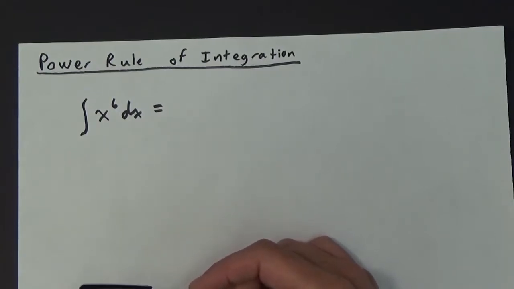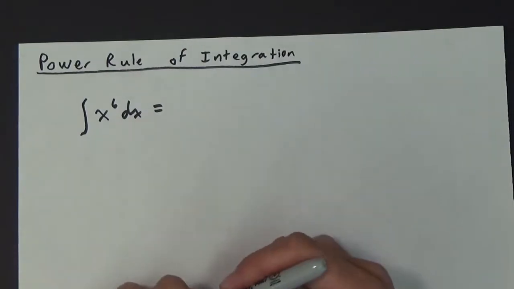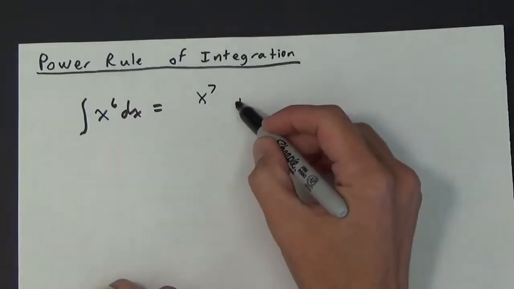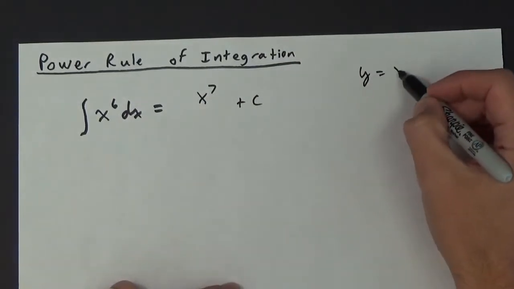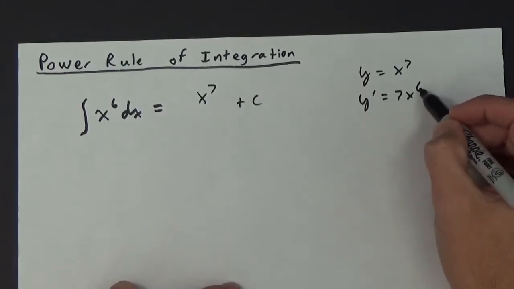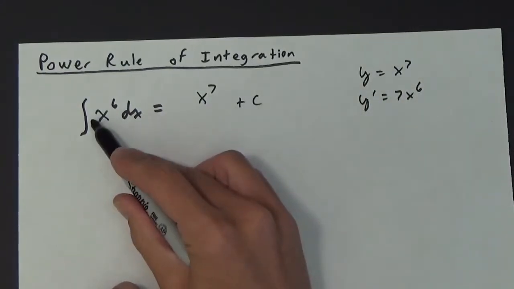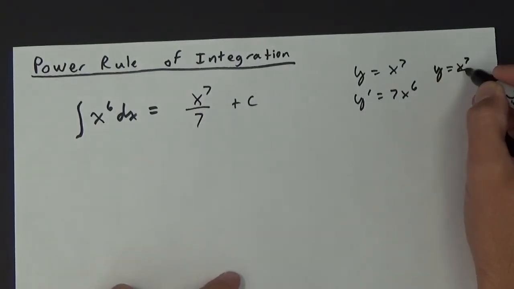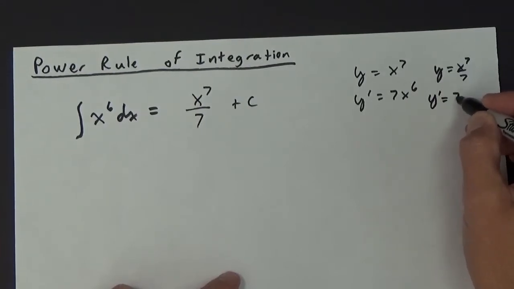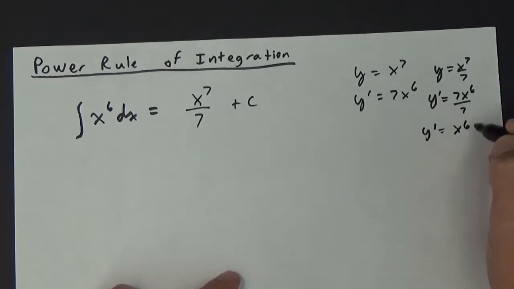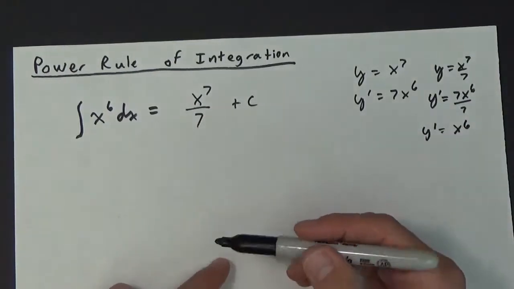We've sat there and thought, well, x to the sixth, that could be x to the seventh, plus we have our plus c. But if I had y equals x to the seventh, then y prime would be 7x to the sixth. I don't have a 7 here. So, what if I put in x to the 7th over 7? That might work. Y equals x to the 7th over 7, so y prime is 7x to the 6th over 7, which gives us x to the 6th. So that works out, and so this would be our answer.